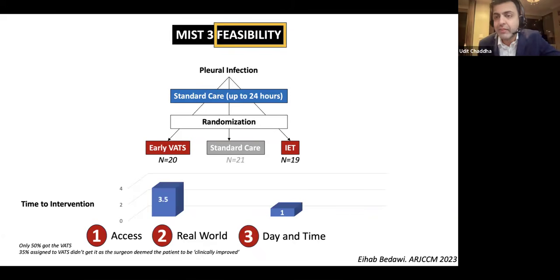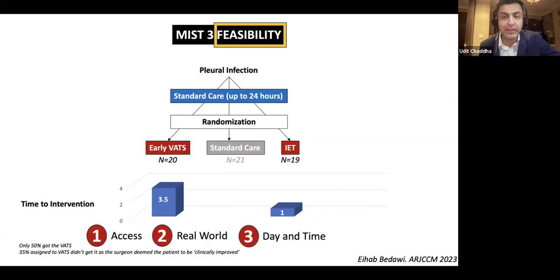And intrapleural enzyme therapy, on the other hand, can be given within an hour of you ordering it. You just need to go to the pharmacy and pick it up. So that's one of the big benefits I want to highlight of intrapleural enzyme therapy. It's something you have literally in your pocket and you can administer it quickly.